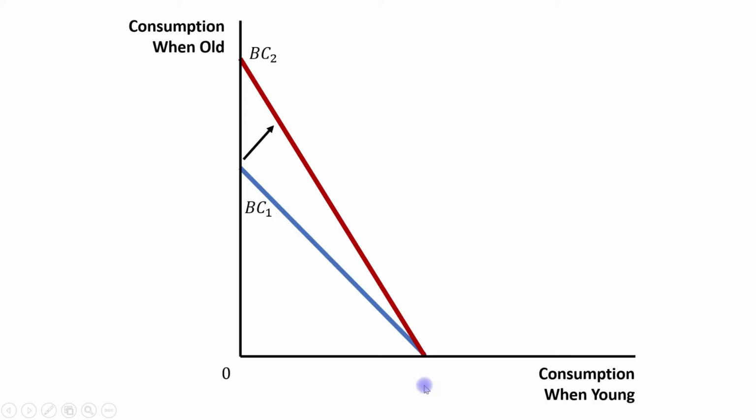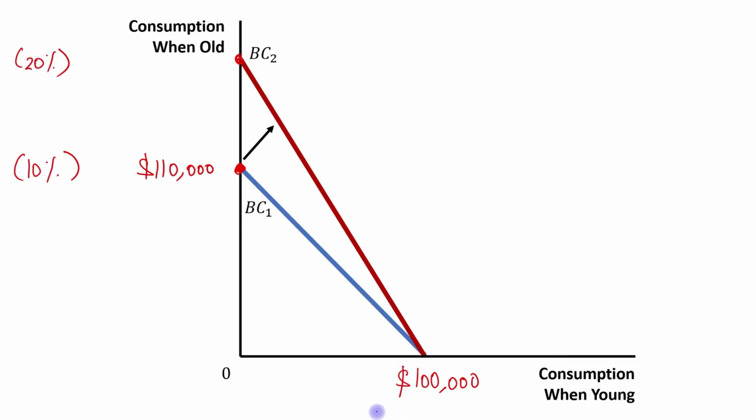For example, if this coordinate was $100,000 and this was earlier $110,000, what was it denoting? When the interest rate was 10%, the interest rate on savings was 10%. Now when the interest rate has been increased from 10% to 20%, if he saves everything and consumes nothing when young, then what will be his consumption when old, when the interest rate on savings is 20%? We can calculate it: $100,000 plus 20% of $100,000, right?